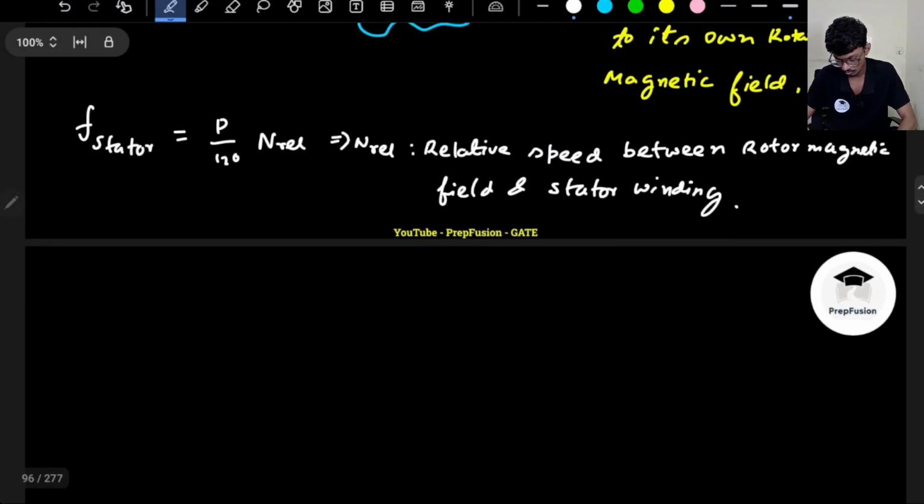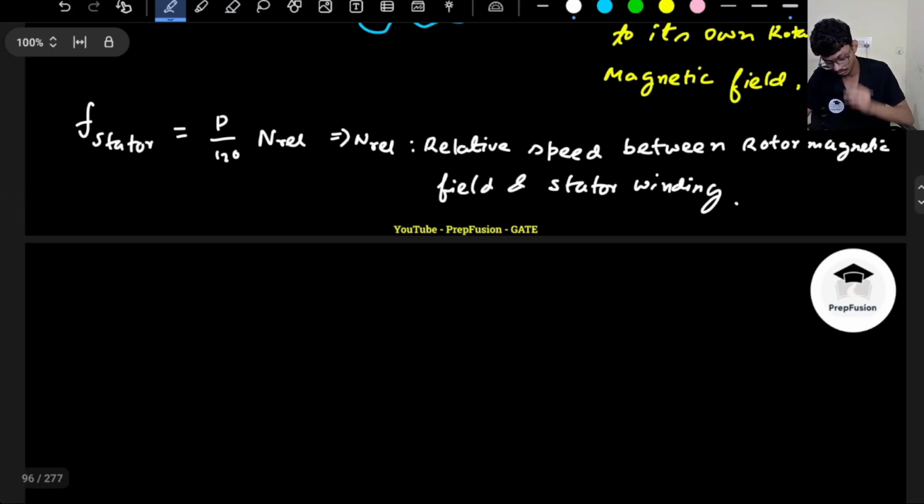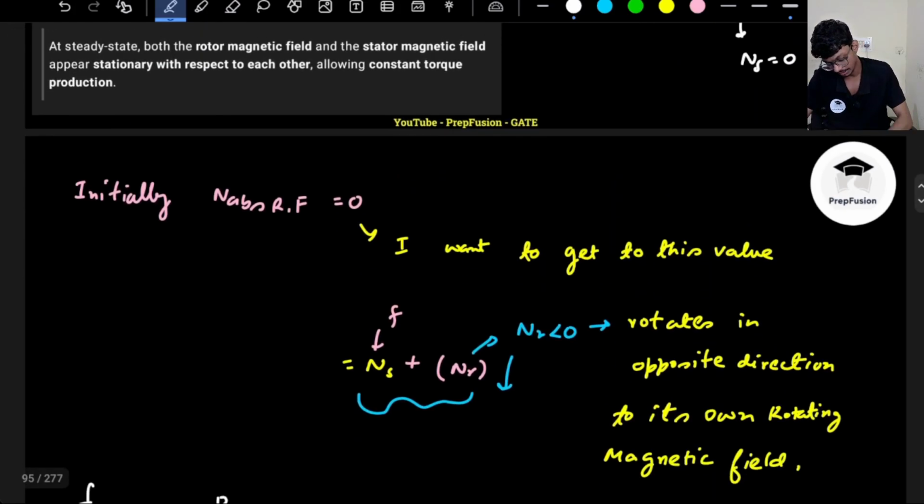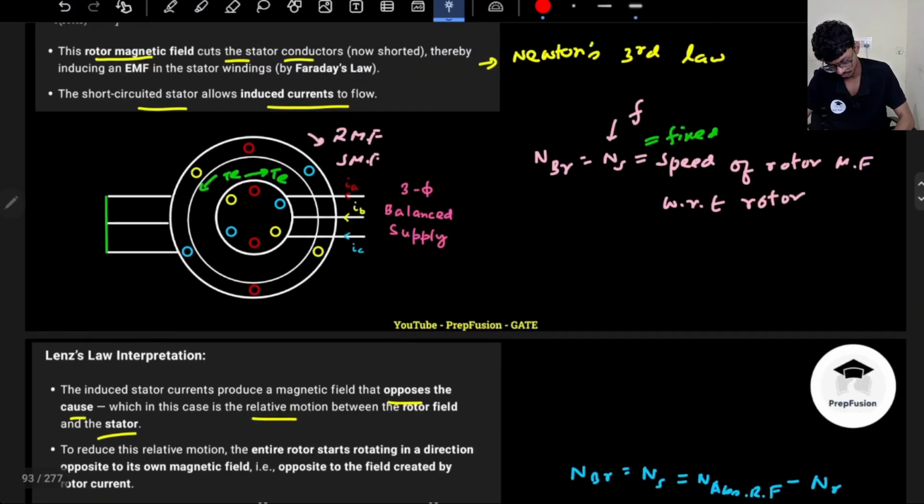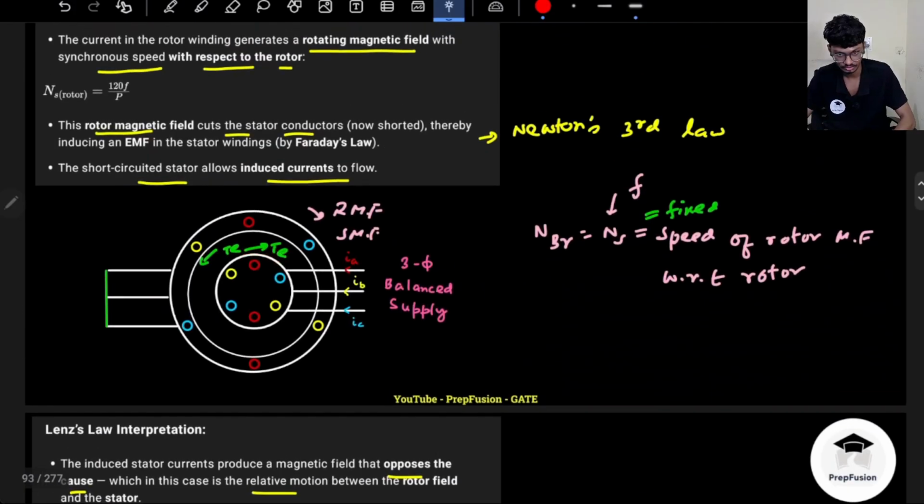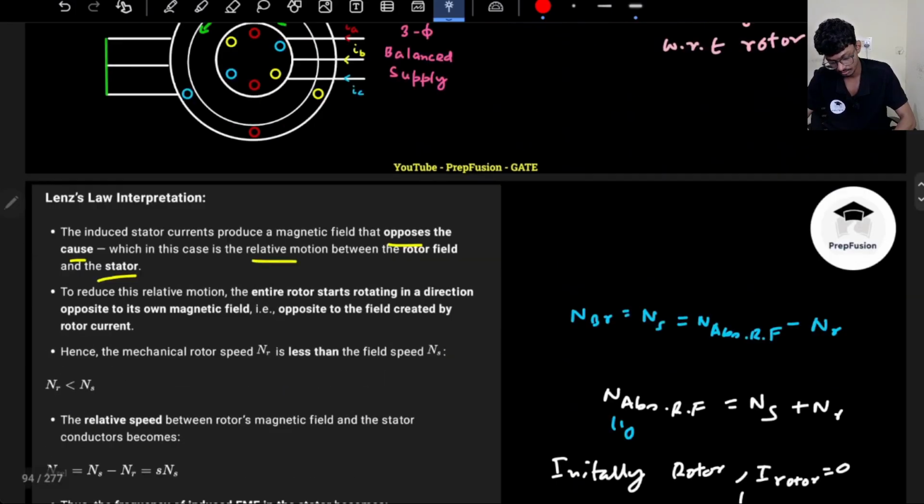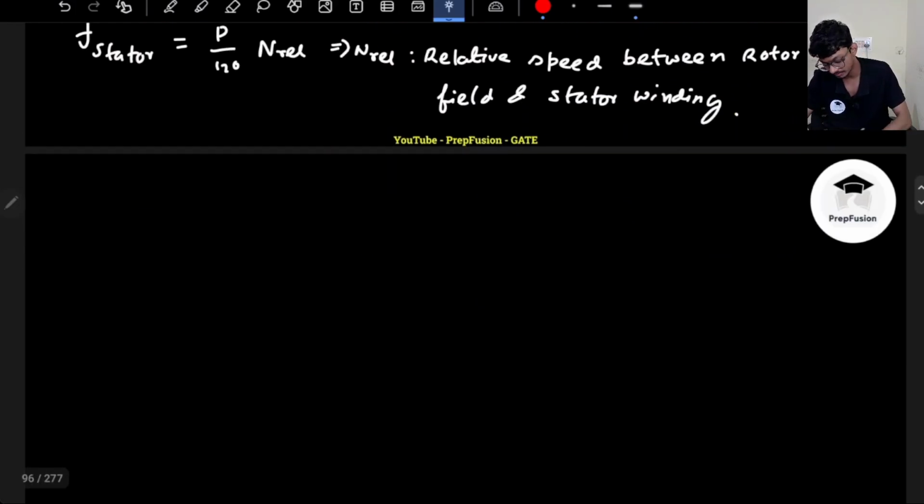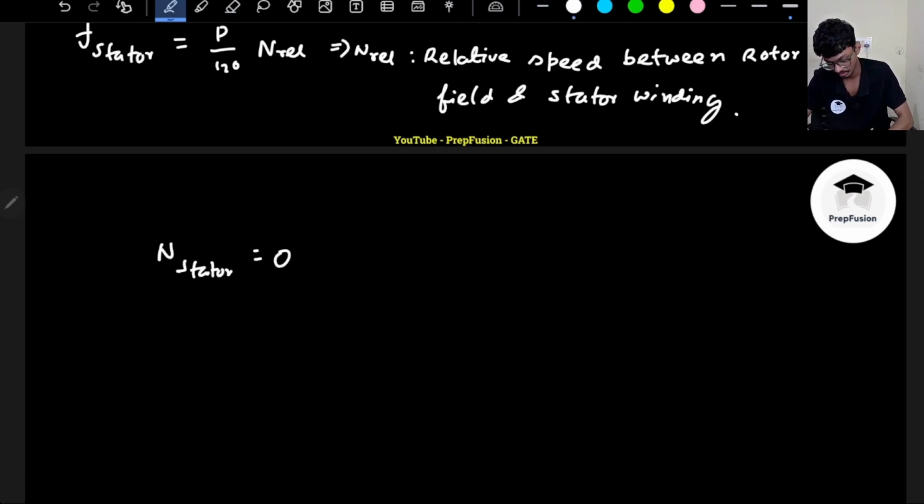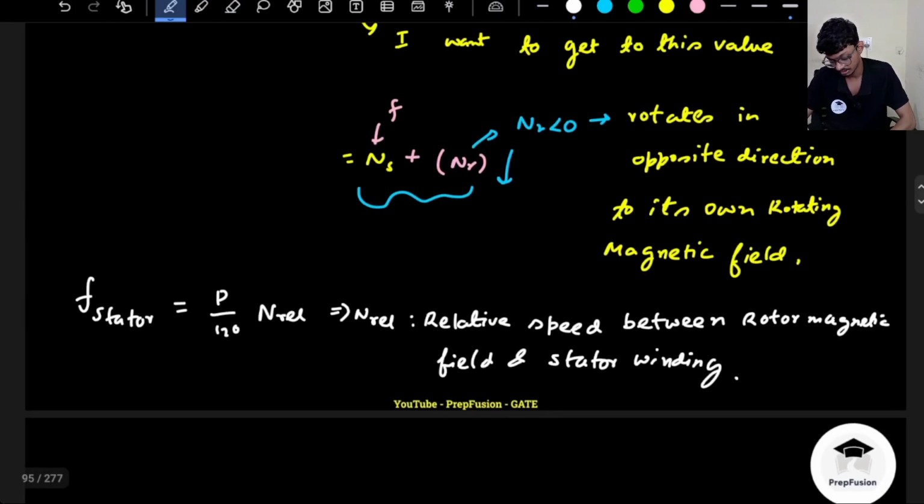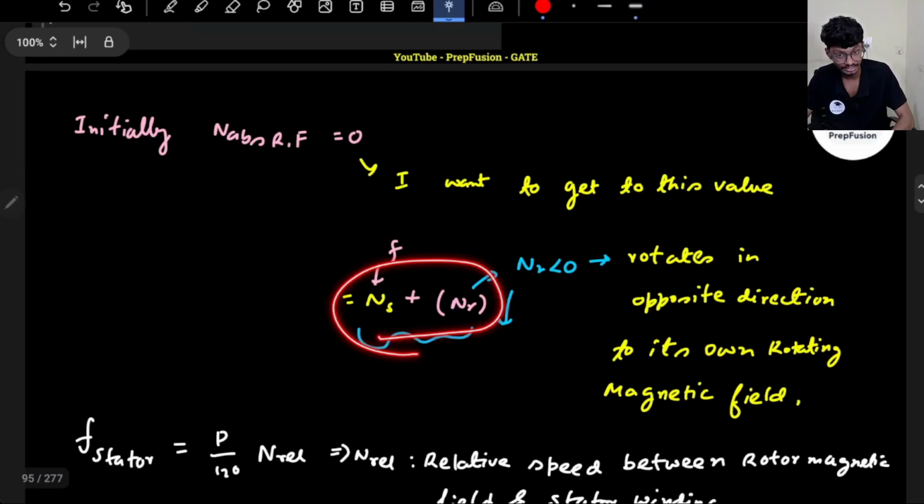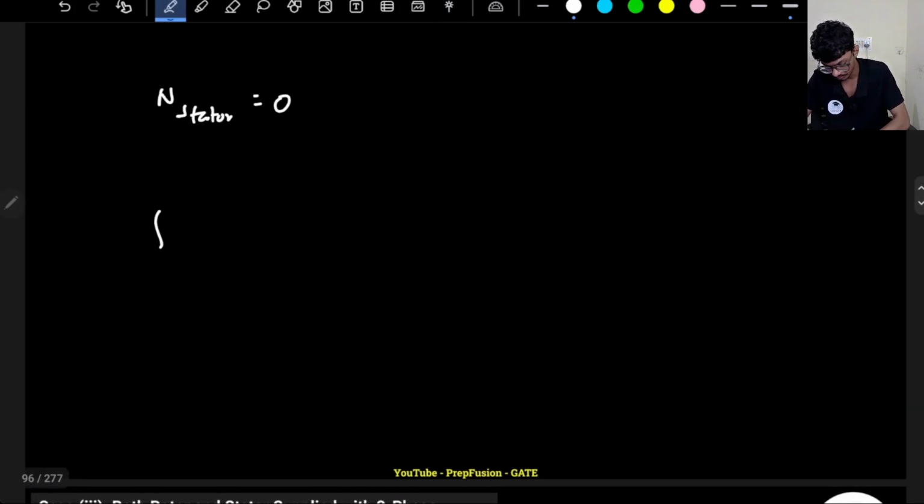So this time, remember, I have written here nr has to be negative, so nr cannot be positive. I have assumed clockwise to be the positive direction, so nr I have assumed to be clockwise, right? But actually nr is negative. So to simplify things, the n of the stator is 0 because the stator winding will not move, it is stationary. So basically it is the speed of the rotor magnetic field. The speed of the rotor magnetic field in absolute values is ns plus nr, but remember nr is negative. Okay, so to simplify this, I know there will be confusion.